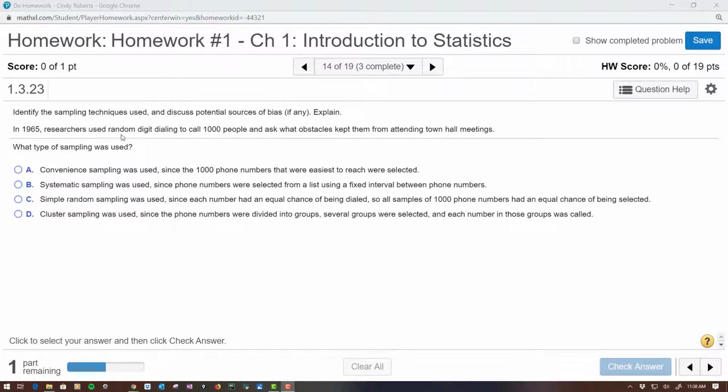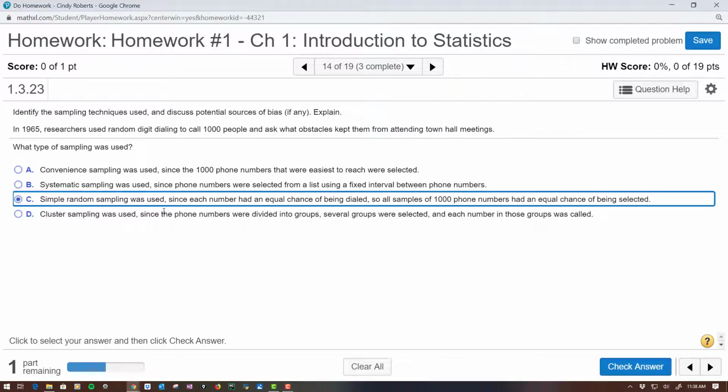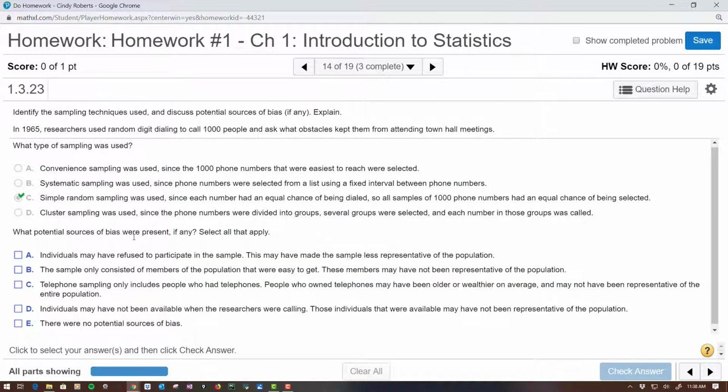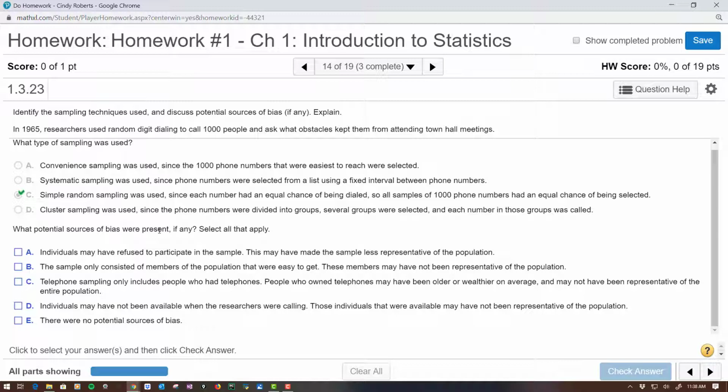So it says in 1965, researchers used random digit dialing. Okay, so I can already tell by reading random digit dialing that this is simple random sampling. They called 1,000 people and asked what obstacles kept them from attending town hall meetings. Woohoo, excellent. What kind of biases would be here? Well, this is a big one, because typically this is me, that maybe you're in a hurry or you don't even answer the phone and so on.